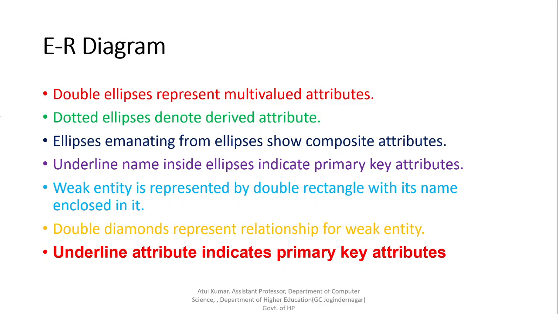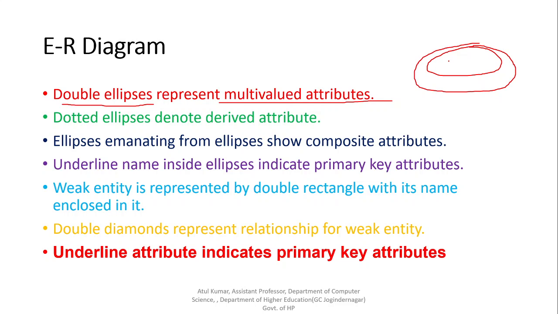Next, double ellipses are used to represent multi-valued attributes. We know there are different types of attributes in the ER model, like multi-valued attributes, derived attributes, and composite attributes. The shape of a double ellipse is like this. So a double ellipse is used to represent a multi-valued attribute.